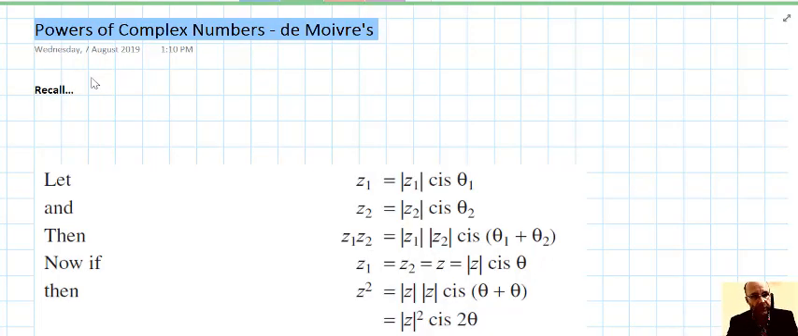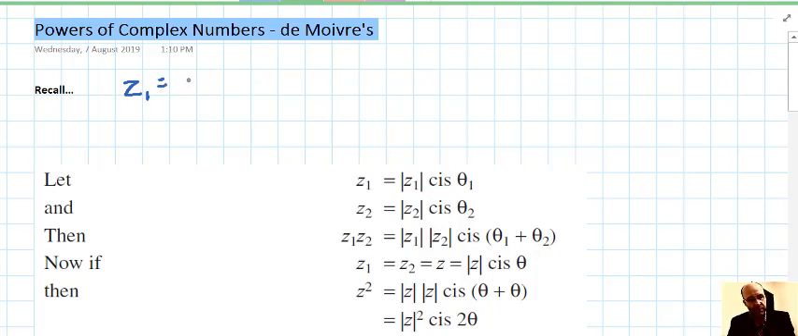We're going to look at what de Moivre's theorem is, and it's used to find powers of complex numbers. So we're going to connect to what we last did, which involved multiplication of complex numbers in polar form. And what we saw, if we have two complex numbers, Z1.